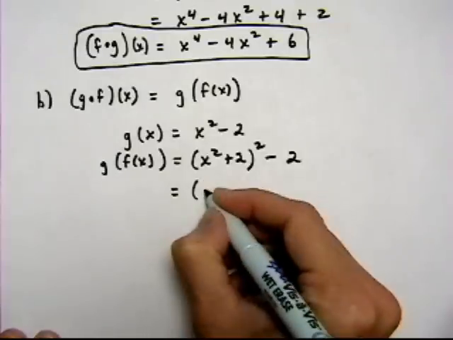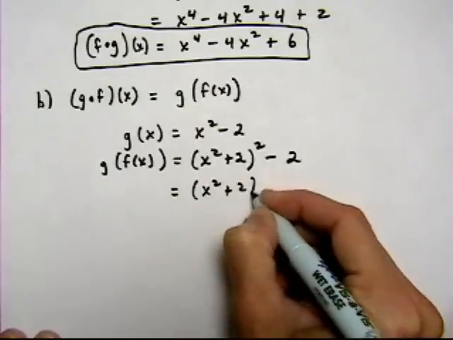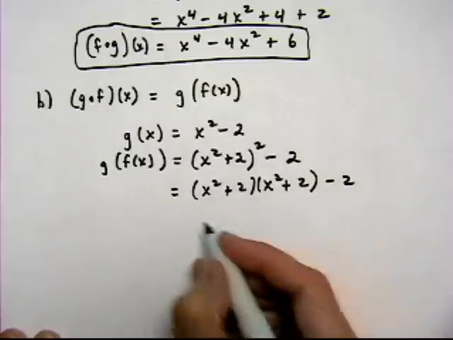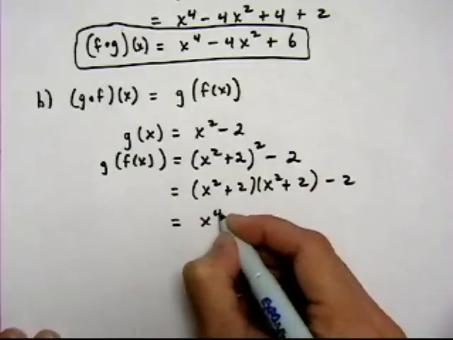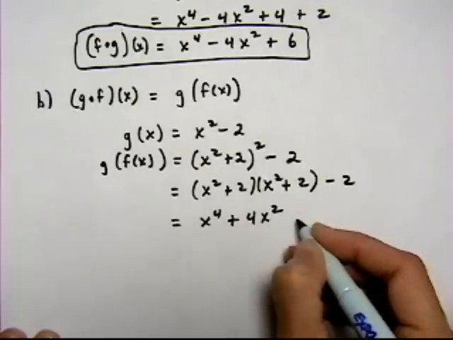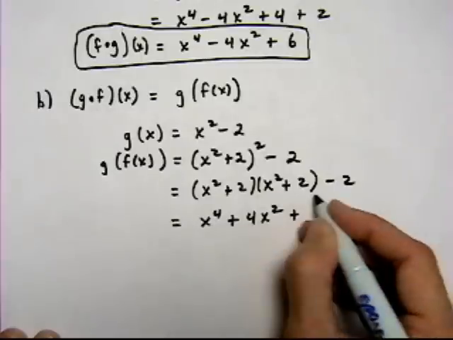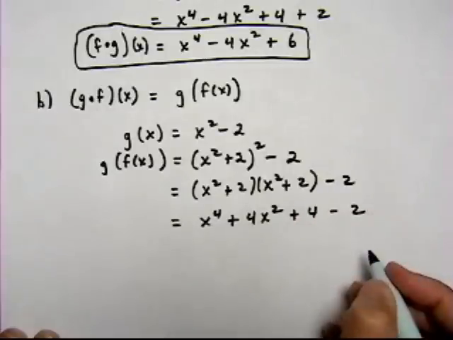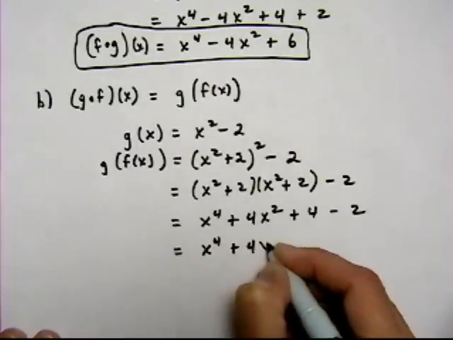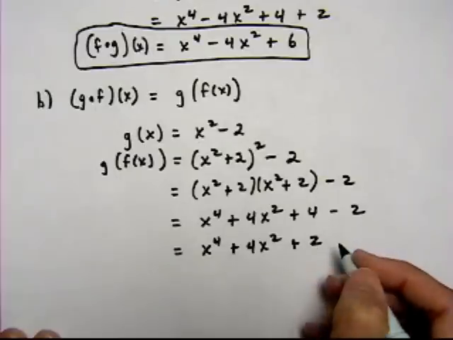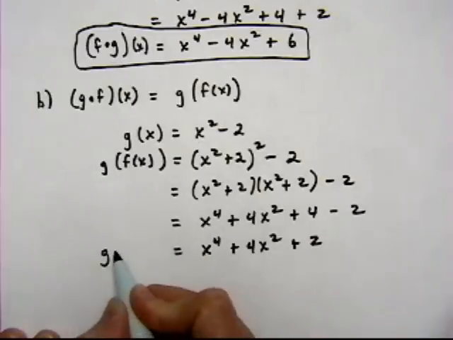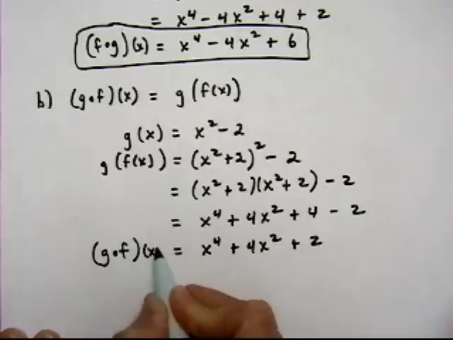And we can multiply out. So we have x squared plus 2 times itself, bring down the minus 2. Multiplying it out, we get x to the 4th, plus 2x squared is plus 4x squared, and then plus 4, bring down the minus 2, and that gives us x to the 4th plus 4x squared plus 2, which equals g of f of x, or another way to write that is g of f of x.